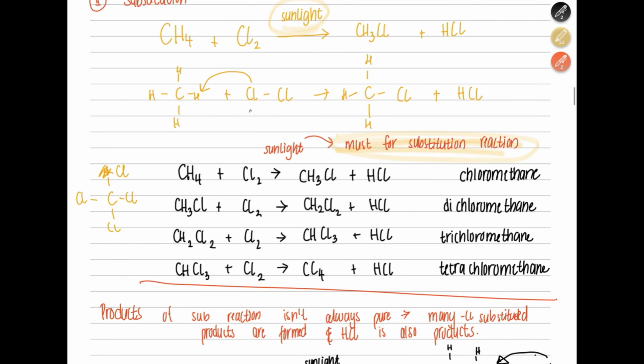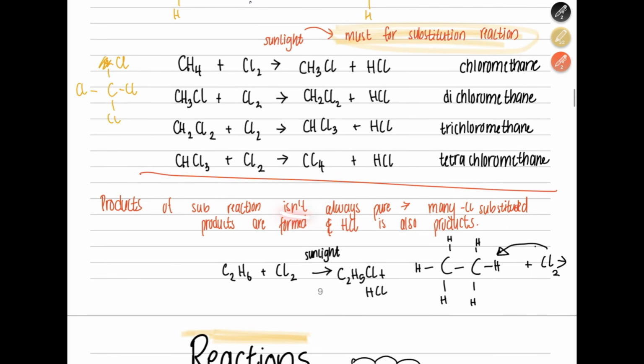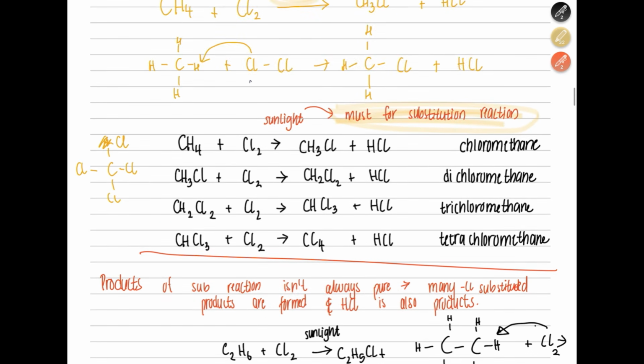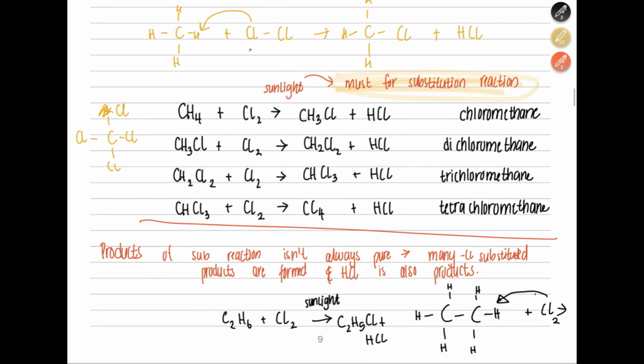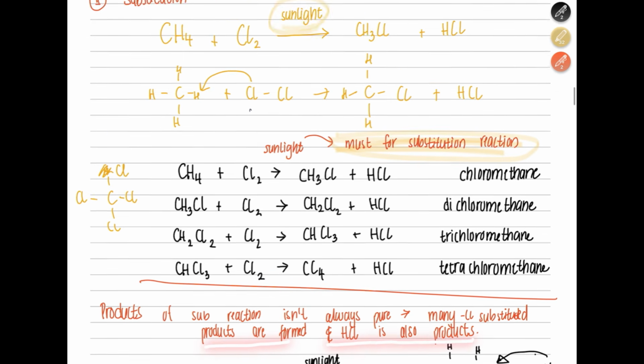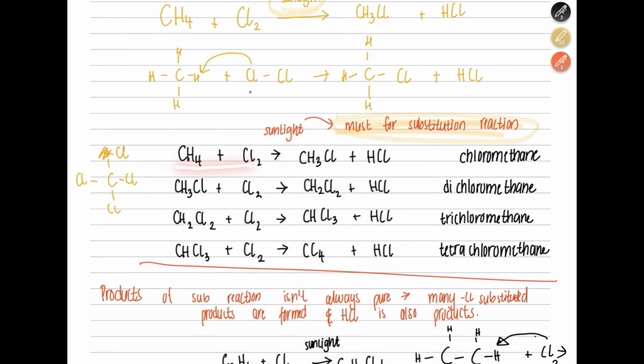Now, if you notice, the products of this substitution reaction are not always pure. That means you won't just get chloromethane. Why? Because many chlorine-substituted products are formed, and hydrochloric acid is also a product. Methane reacted with chlorine in the presence of sunlight to give you chloromethane. Now this chloromethane will react with chlorine again and give you dichloromethane. Dichloromethane will react with chlorine to give you trichloromethane, and then trichloromethane reacts with chlorine again to give you CCl4, tetrachloromethane, and you also are getting hydrogen chloride gas. So your products are not pure.